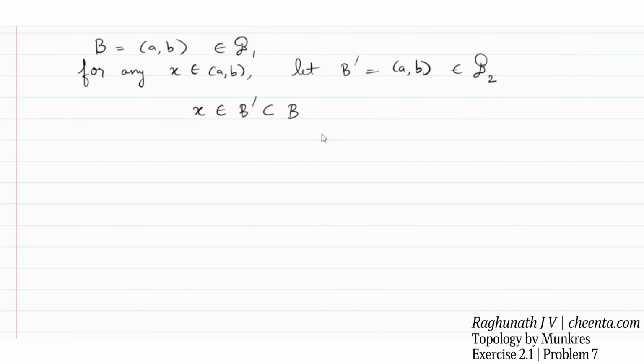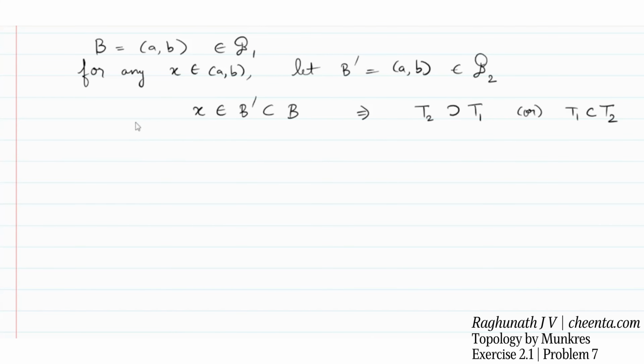So for any basis element and for any element of capital B, you have a capital B prime which is a subset of B, and that capital B prime is a basis element of T2. Now this implies what? The topology T2 is finer than topology T1, or T1 is a subset of T2, where T1 is the standard topology and T2 is the RK topology. Now we will try the other way around.